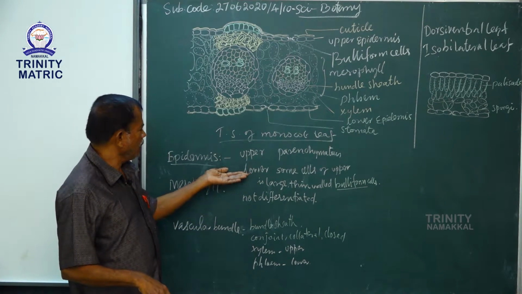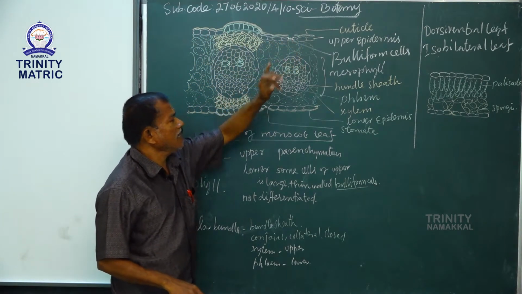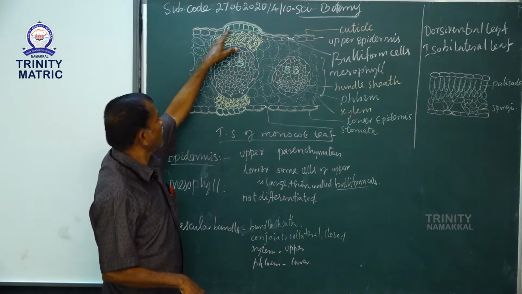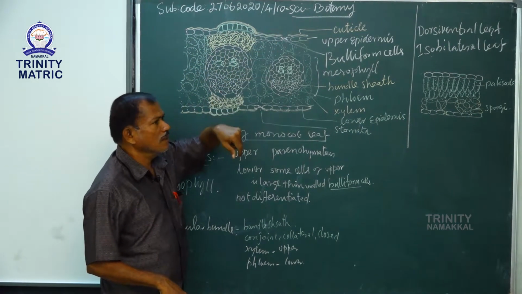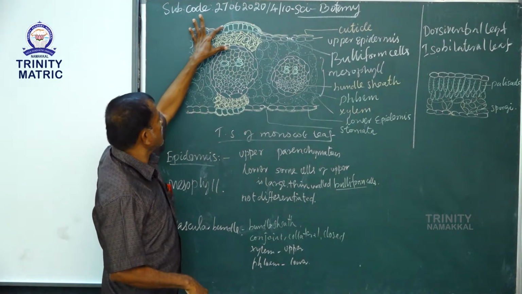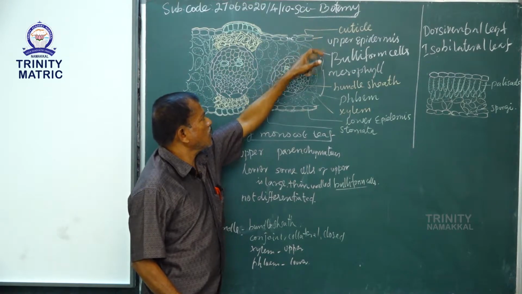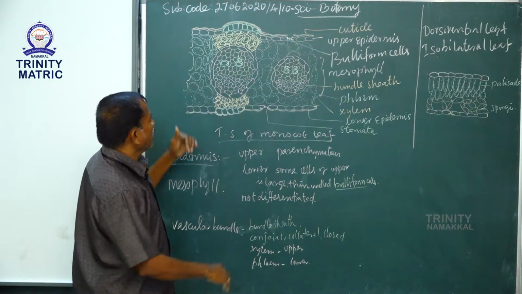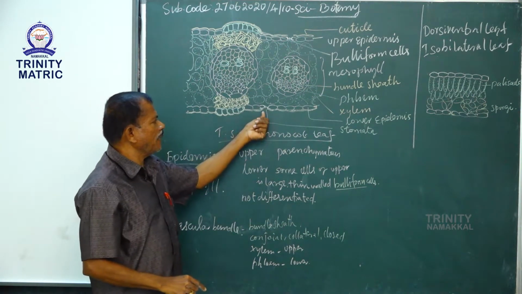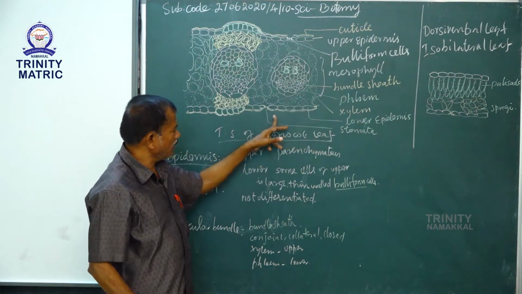First one, epidermis. The epidermis is the outermost layer of the leaf. It is made up of a single layer of thin-walled parenchymatous cells. Outer to the parenchyma cells is a covering called the cuticle. It protects the internal tissues. Here and there, it is interrupted by small openings called stomata.